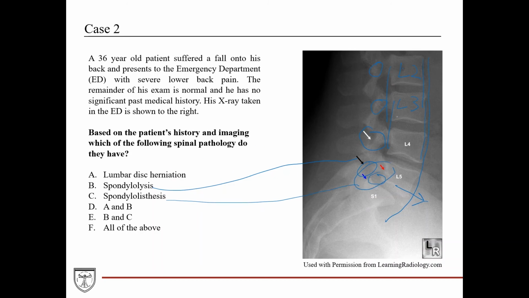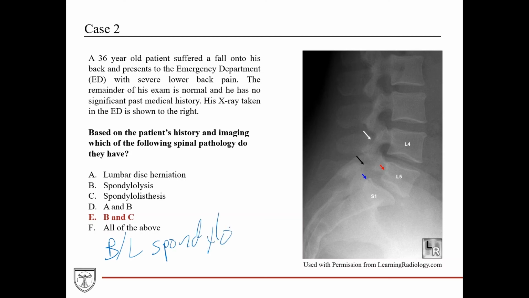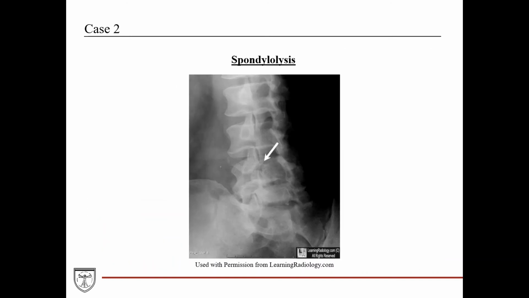So given that we can't really tell it's a disc herniation by the x-ray, and given that he doesn't have the typical radiculopathy or other symptoms or physical exam findings, not likely lumbar disc herniation. Definitely has spondylolysis, definitely has spondylolisthesis. It's not A and B because there is no lumbar disc herniation. That automatically disqualifies answer F. And so the answer is B and C, spondylolysis and spondylolisthesis. And so the final diagnosis is bilateral spondylolysis leading to spondylolisthesis.